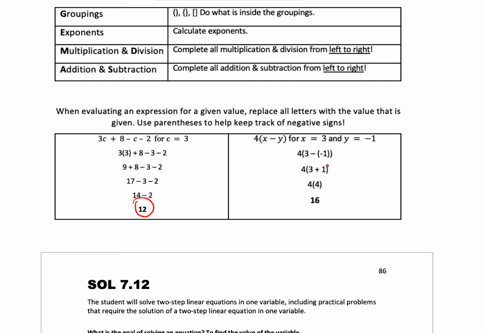First thing I need to do to evaluate this is to start with my groupings, because I do have parentheses here. So 3 minus negative 1, remember when you have minus a negative, that just turns into a big plus sign. So we have 3 plus 1 in our parentheses. We finish what's in the parentheses by doing 3 plus 1, which is 4. And then my last step is 4 times 4, which is 16. Remember, when you have a number next to parentheses, we're just multiplying. So it just means 3 times 2 if you see something like this.